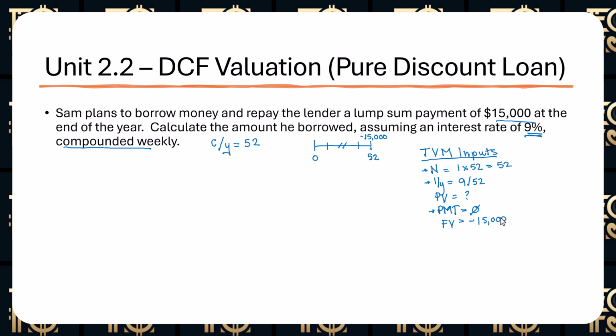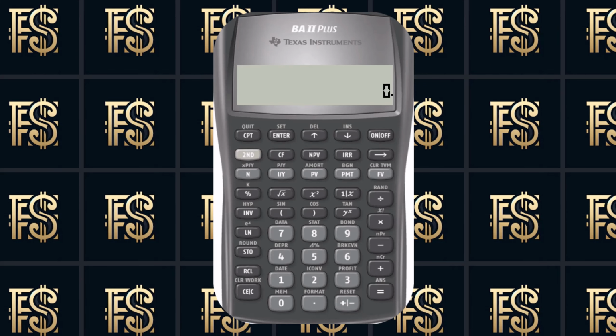Let's go ahead and use our financial calculator. Here's our calculator. We'll go ahead and clear our time value of money inputs. We'll take 52 for N. We'll take 9 divided by 52 for IY. Oops, forgot to hit equals. Now we can hit IY. So the weekly rate is 0.17307. We'll put 0 in for the payment. 15,000, hit that plus minus key for my future value. Compute the present value. It appears that Sam borrowed $13,710.03.